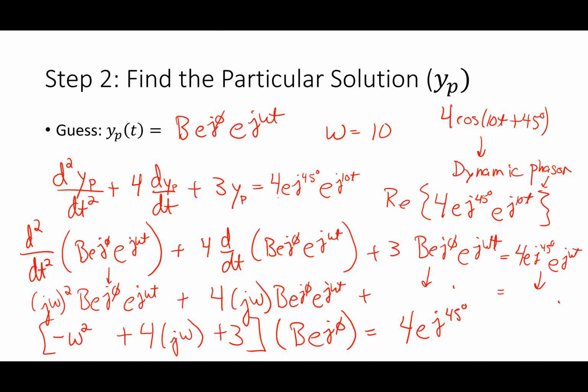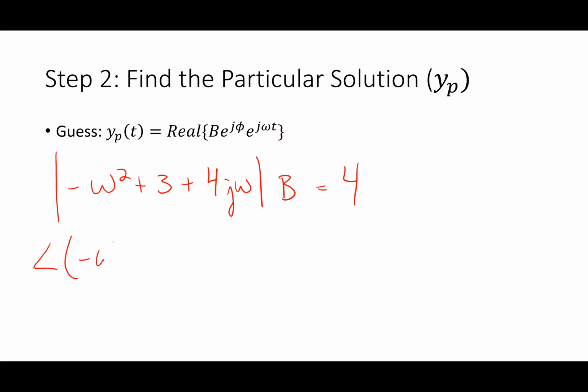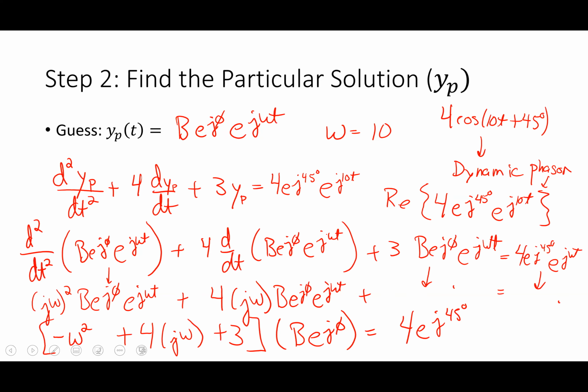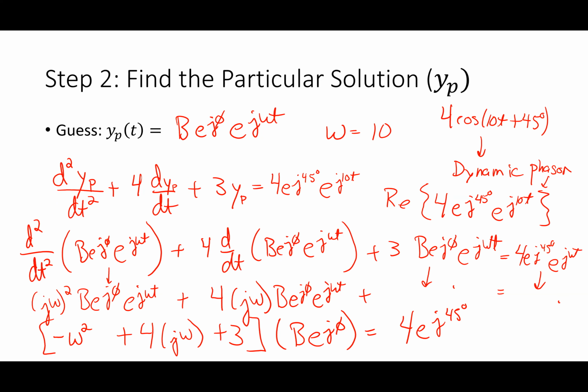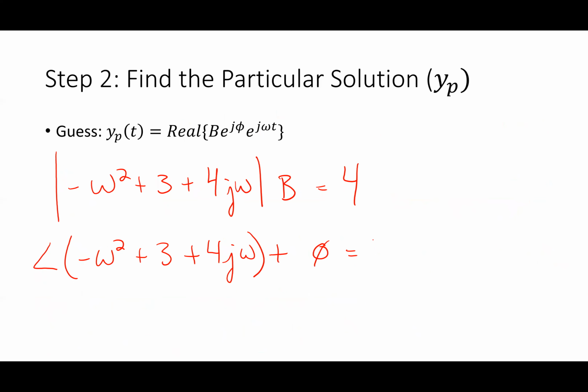What's the other equation I got? I take the angle of both sides. So the angle of minus omega squared plus 3 plus 4j omega, plus the angle of b e to the j phi. What's the angle of b e to the j phi? Phi. So plus phi equals the angle of 4 e to the j 45. What's the angle of 4 e to the j 45? 45. I've got two equations and two unknowns that I can solve to find b and phi.